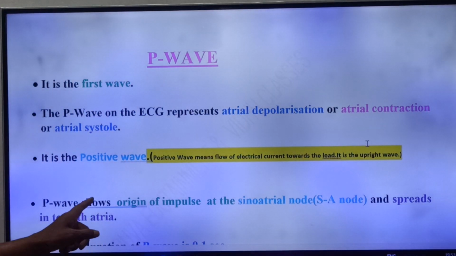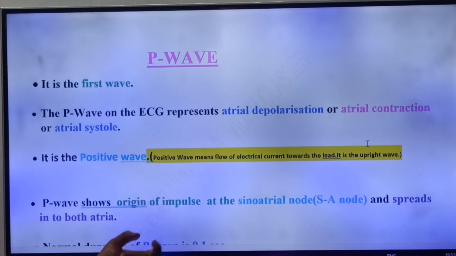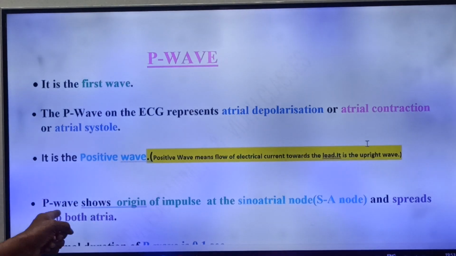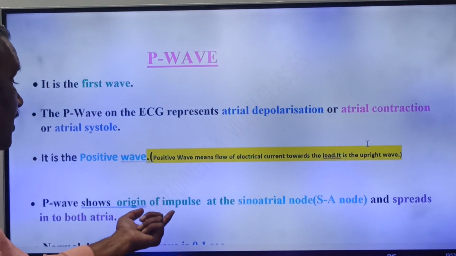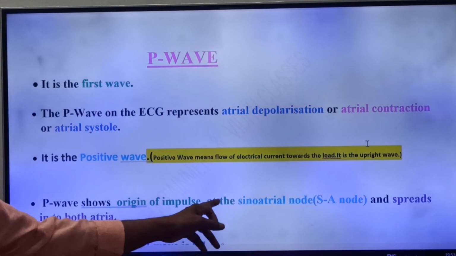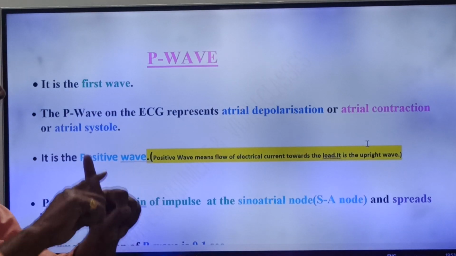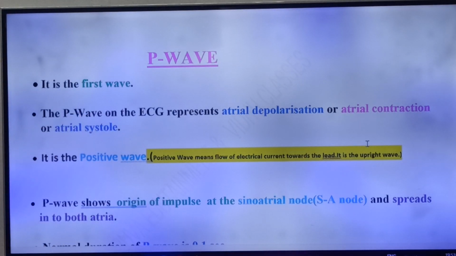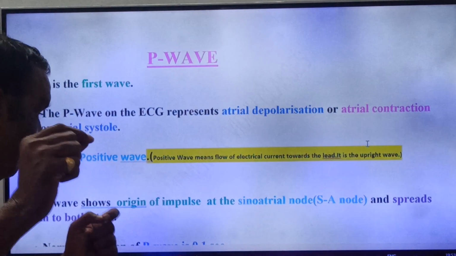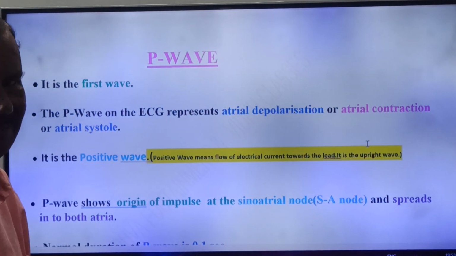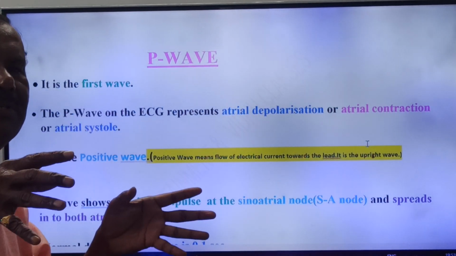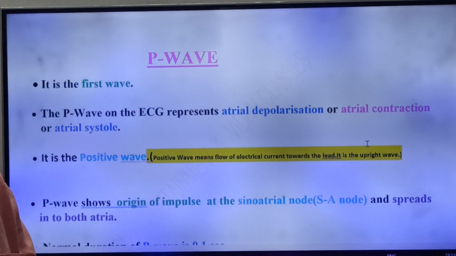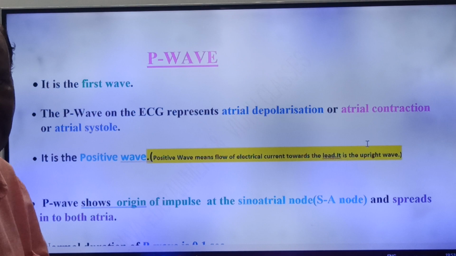Now the P wave shows origin of impulse at the sinoatrial node. You know, friends, the SA node is called the pacemaker. It initiates the contraction of the heartbeat. So the P wave shows the origin of impulse at the sinoatrial node, and it spreads to both atria. From the pacemaker it spreads to the atria of the heart, right atrium and left atrium.